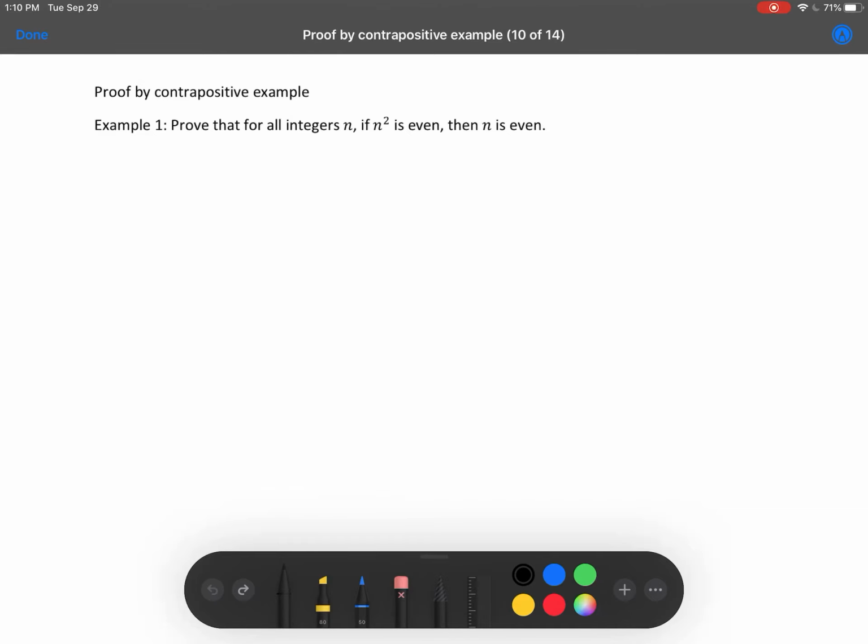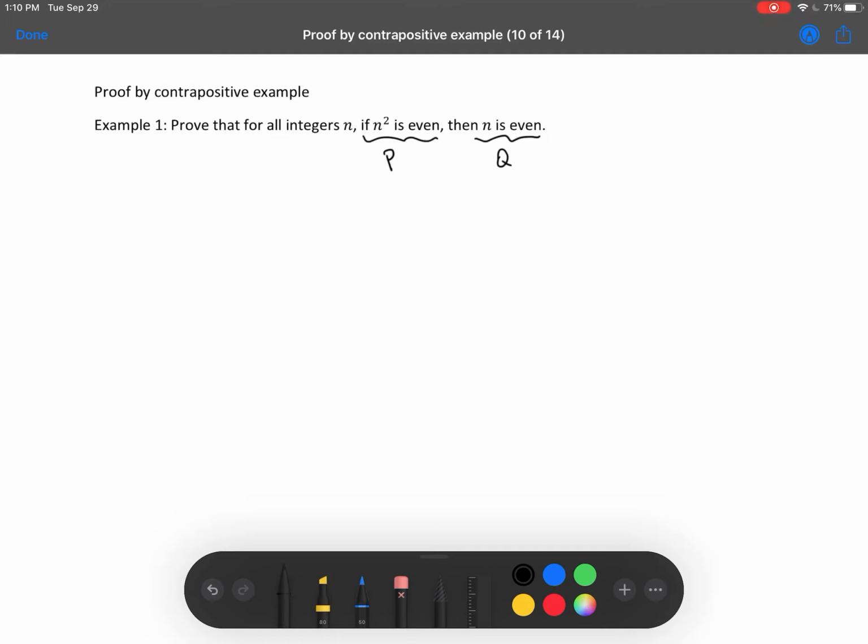So we're going to walk through this example of a proof by contrapositive. We're asked to prove that for all integers n, if n squared is even, then n is even. If we're thinking about this as an implication, then our hypothesis, or the p part, would be that n squared is even, and the conclusion, or the q part, would be that n is even.